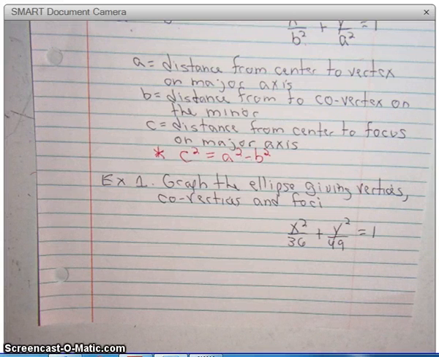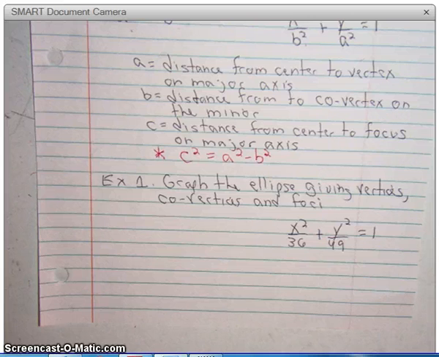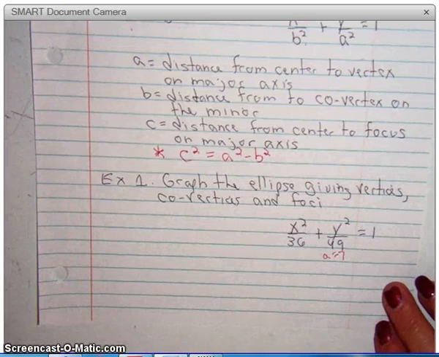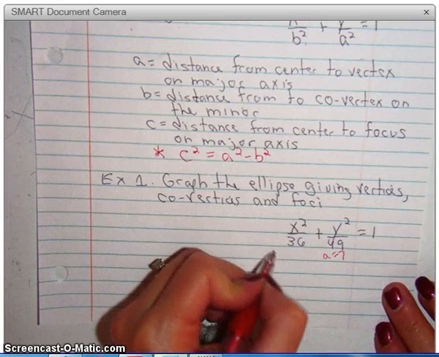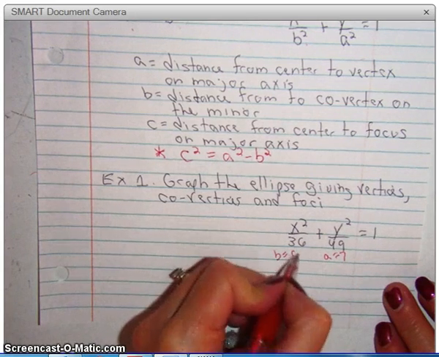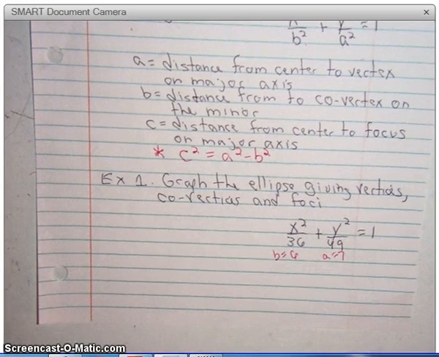6. No. Be careful, don't get your A and B mixed up. A is always on the bigger axis. 7. So A is 7. Remember, this 49 is A squared. Always underneath, guys, give me A and B. So now we know B has to be what number? 6. Sounds good. All right?